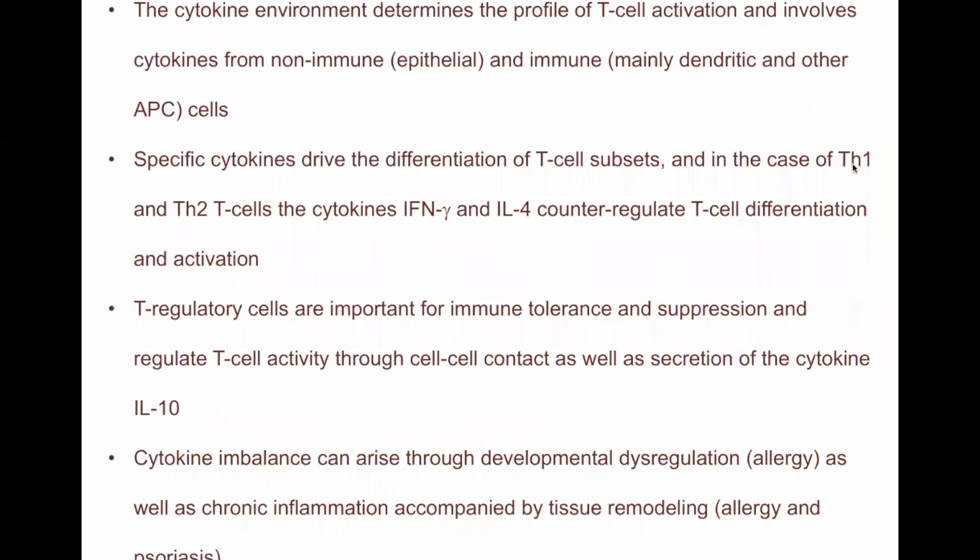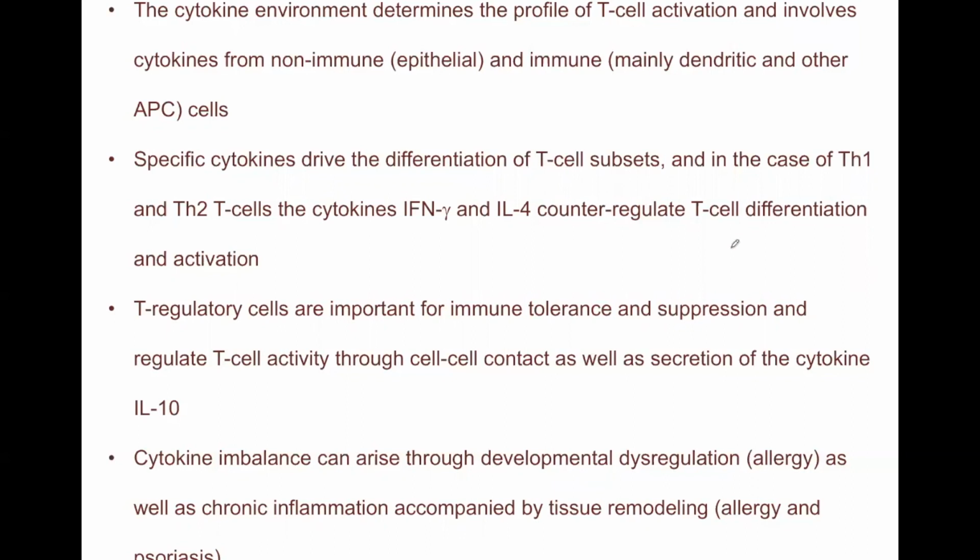So in summary then, the cytokine environment determines the profile of T cell activation. We've seen that in chronic inflammation, the cytokine environment tends to be dominated by one or just a few cytokines, which really drives a skewed production of T helper cells such as Th17 or T helper 2. The cytokine environment also has a very big effect on our non-immune cells such as epithelial cells, as well as immune cells in our innate and adaptive immune systems.